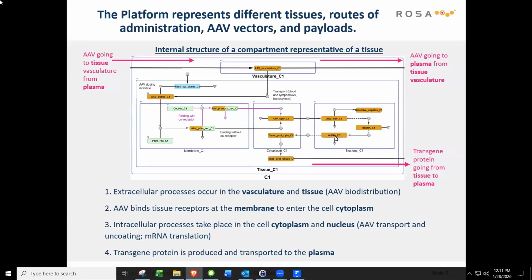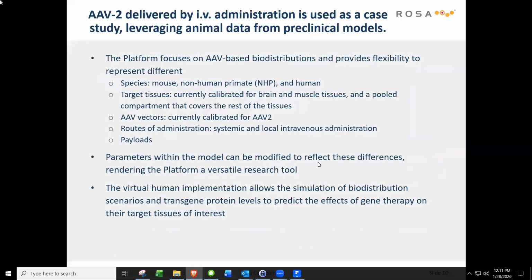Finally, at least for qualitative purposes, for human simulations, we have also defined transgene protein being produced and transported to the plasma. Here on the bottom right, we can see how it goes back. I mean, the transgene protein is produced and is released to plasma.